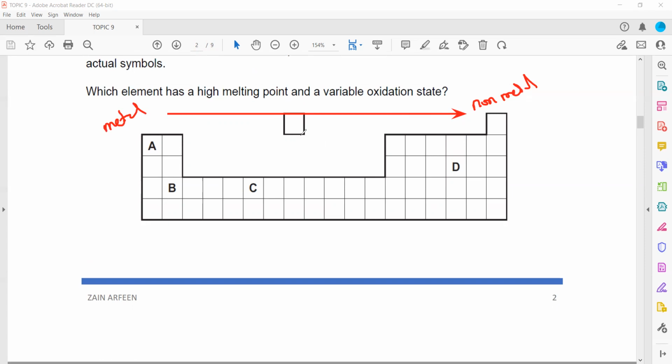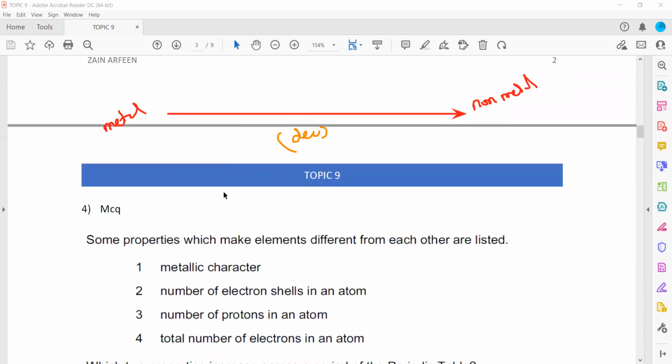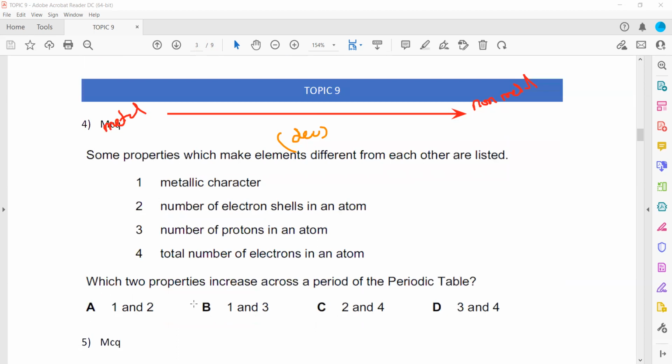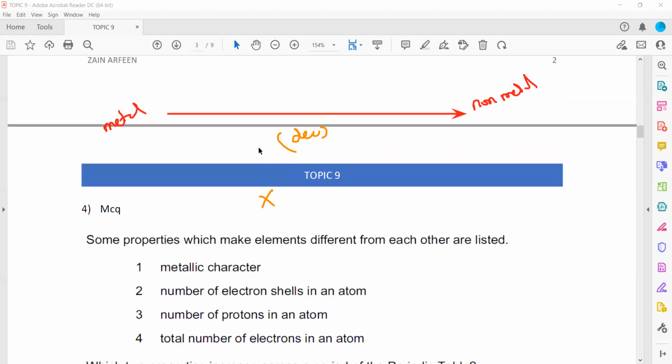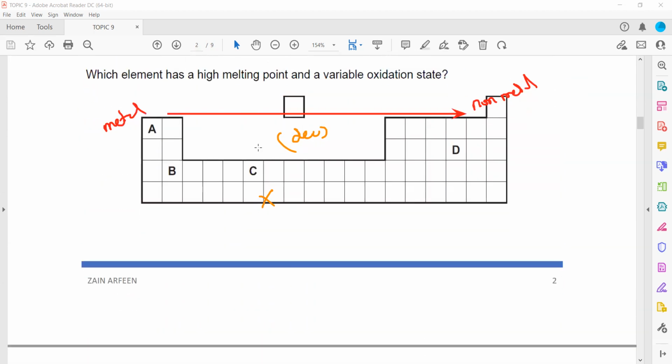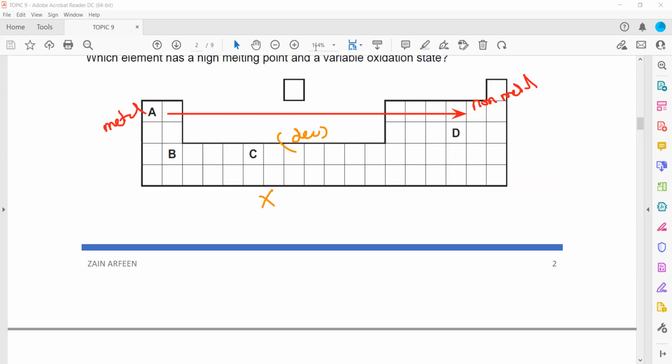So as we move across the period, the metallic character decreases. It does not increase, it decreases. So the question is which two properties increase? The first property is not the right answer. So one cannot be. Then number of electron shells. Look, the number of electron shells across the period remains the same. Why? Because period actually refers to the number of shells.